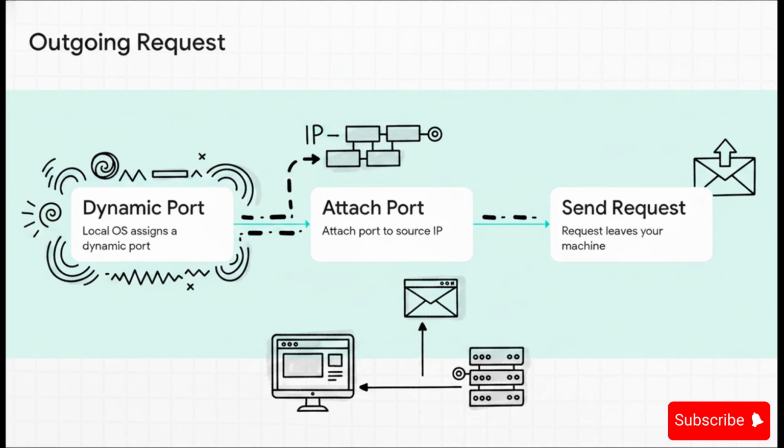First up, before your request even leaves your house, the operating system on your device grabs a random dynamic port from that upper private range. Let's just say it randomly grabs port 52132. It slaps this port onto your source IP address because the destination server is going to need a return address. It needs to know exactly which door on your computer actually requested the data.